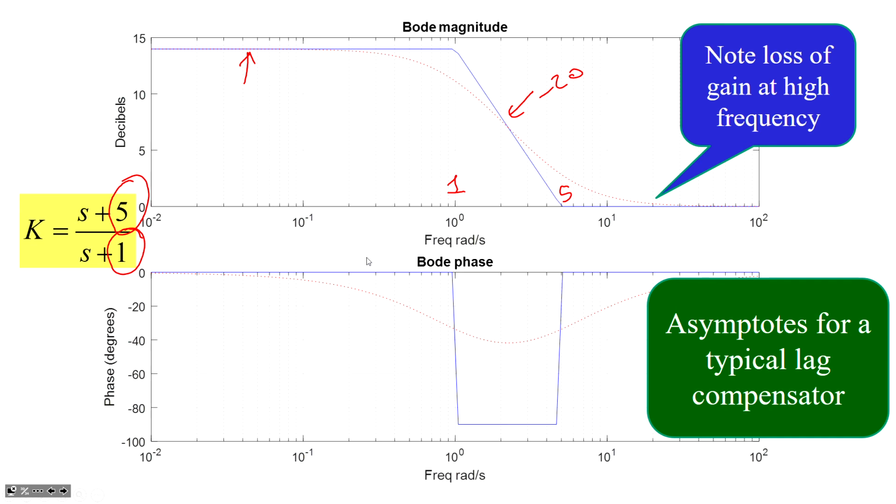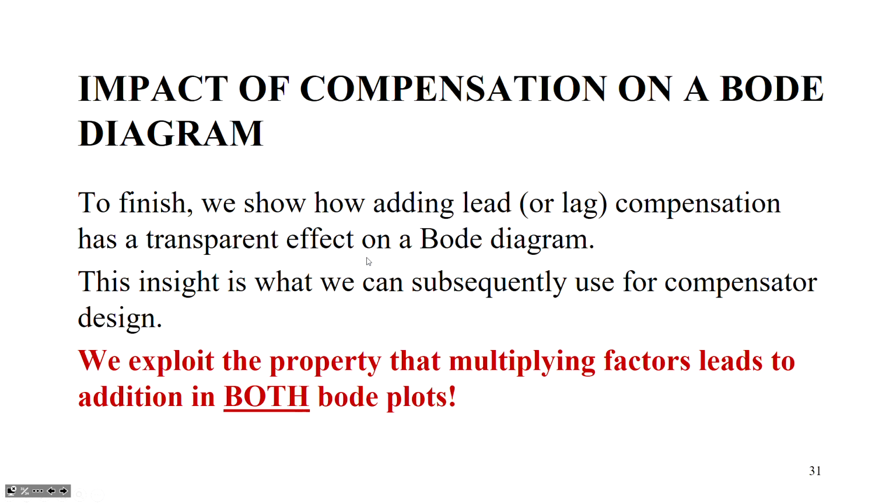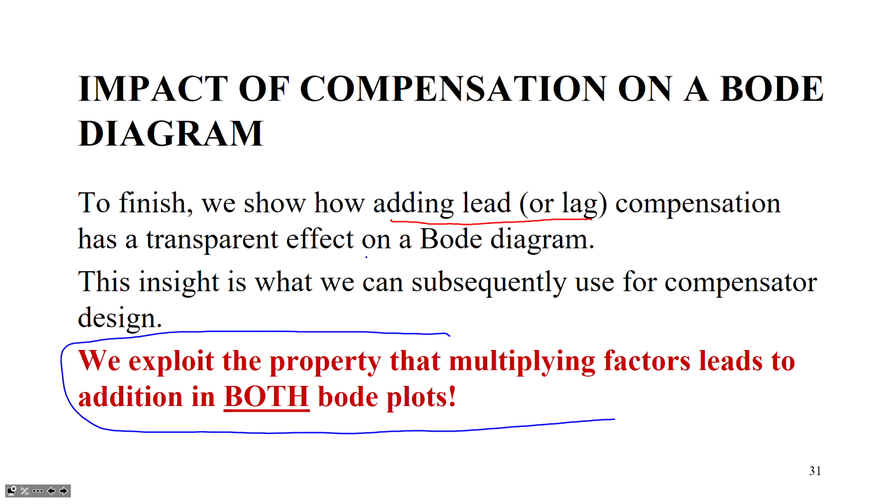I don't need to bother about the red line. The asymptotes are good enough. And similarly with the phase, I can see this negative phase very, very clearly just using the asymptote information. I don't really need to know exactly where that red line is. Now, why is that important? If we want to do design and we're going to add a lead or a lag compensator, what we're going to do is use the property that multiplying factors leads to addition in both Bode plots.